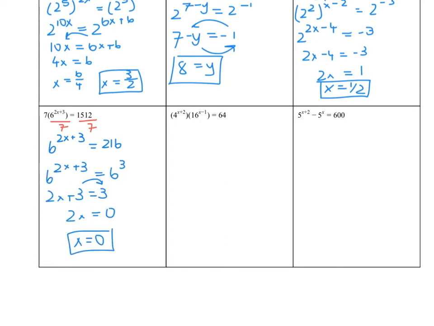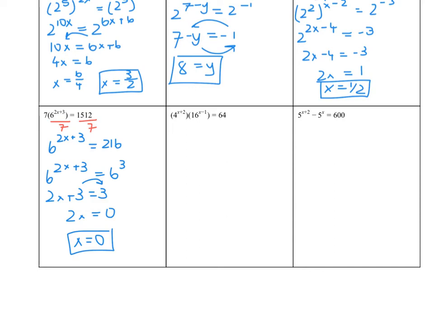All right, so hopefully you got 0 for x. So 216 should be written as 6 to the power of 3. And when we set our exponents equal to each other and we bring that 3 over to the right side, we get 3 minus 3, which is 0. And then when you divide 0 by 2, you still get 0. And that's it for that one.